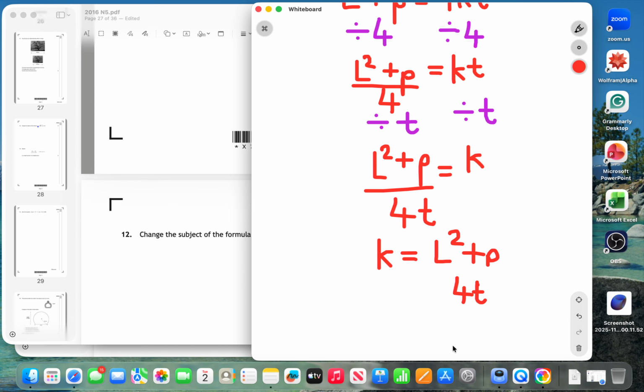And check, we have k as the subject, k is on its own, and you also have to check that the subject, i.e. k, is not on the right hand side at all. Now k is not on the right hand side. We have L, we have p, and we have t, but we don't have k on the right hand side. So that's good, and that's us finished.